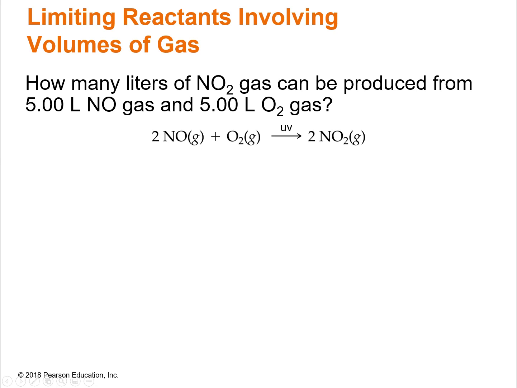Here's a limiting reactant problem that involves gases. Again, when we're doing gases, it's pretty straightforward. How many liters of nitrogen dioxide gas can be produced from 5 liters of nitrogen monoxide and 5 liters of oxygen gas? Again, we have information for 2 reactants. Need to figure out how much of the product we're going to make.